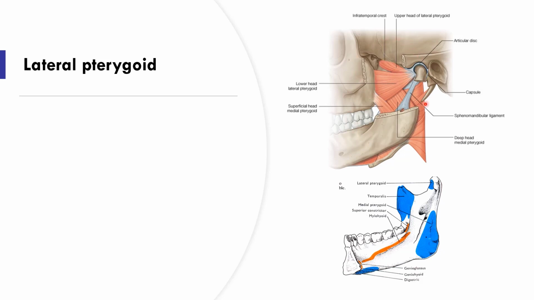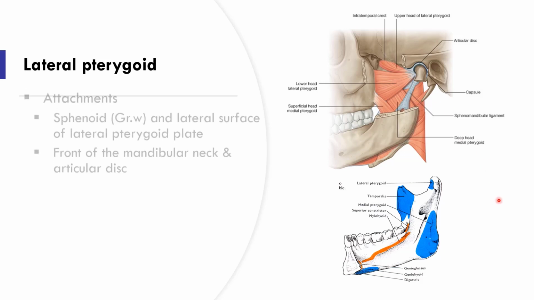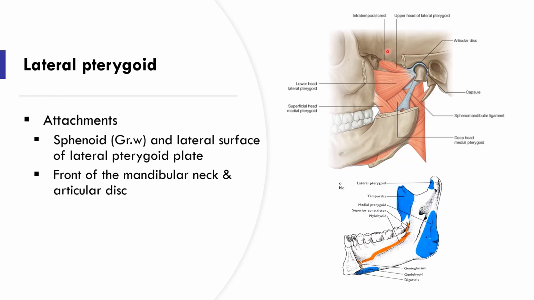This is a view after cutting the ramus of the mandible. This is the head of the mandible, neck is cut and ramus is completely removed, coronoid process is removed, zygomatic arch is cut, masseter and temporalis have been completely removed. So in this view, this is the muscle we find, that is lateral pterygoid. Let us look at its attachments. It has upper and lower heads.